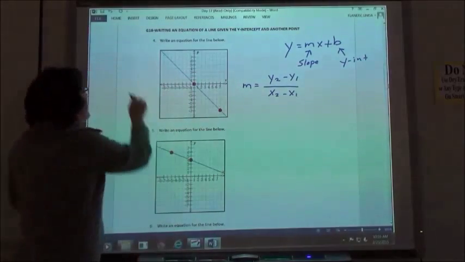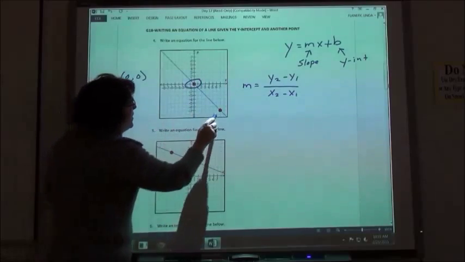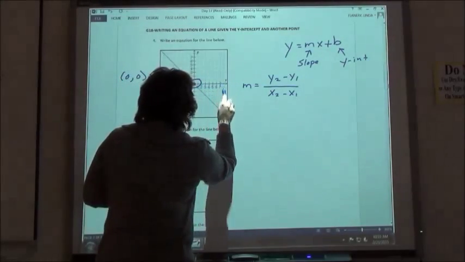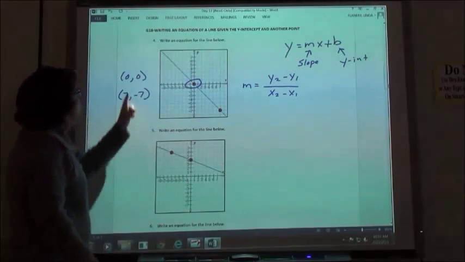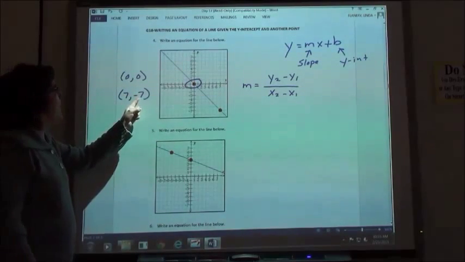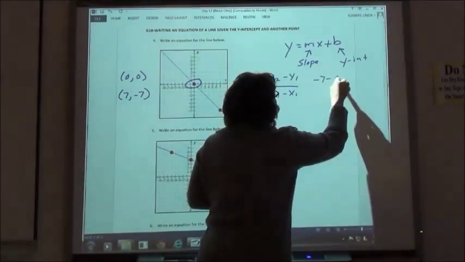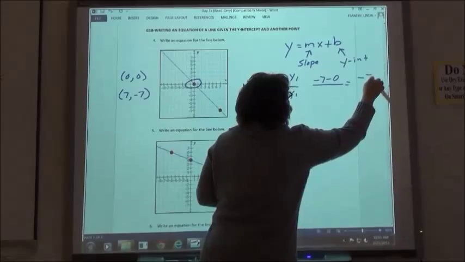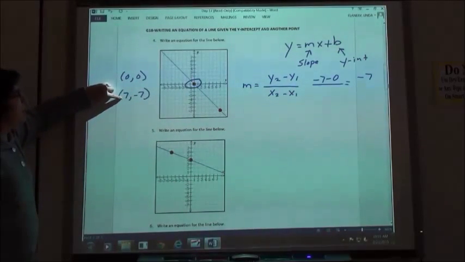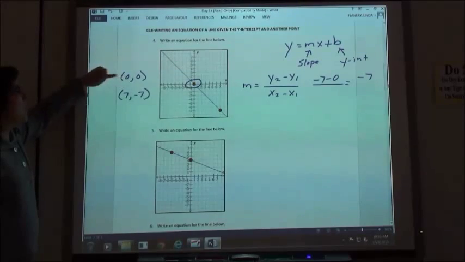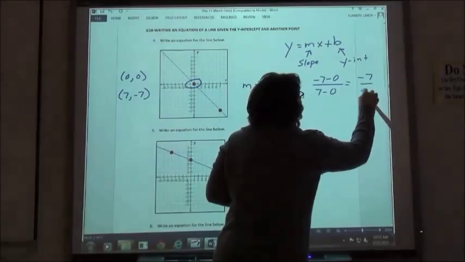So, my points. This point here is at 0, 0. This point over here is at 7, negative 7. So the y value from point 2, negative 7, minus the y value from point 1. Negative 7 minus 0 is negative 7. The x value from point 2 minus the x value from point 1, so 7 minus 0. 7 minus 0 is 7.